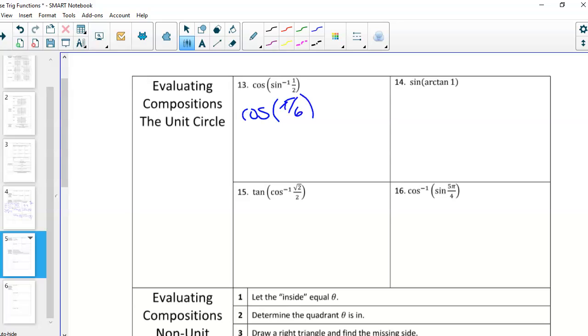Once you get here, whatever angle you find will be within a range at first, and then this could be anything on the unit circle because we're back to the original function. So the cosine of pi over 6 is root 3 over 2.